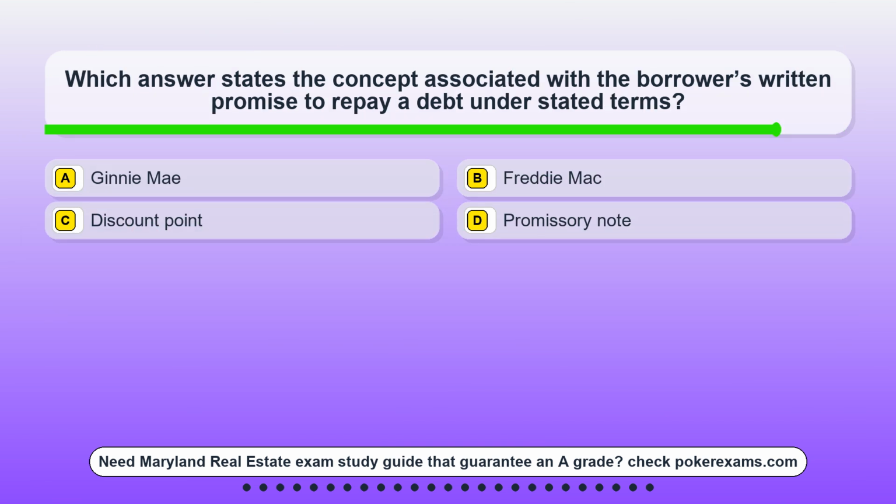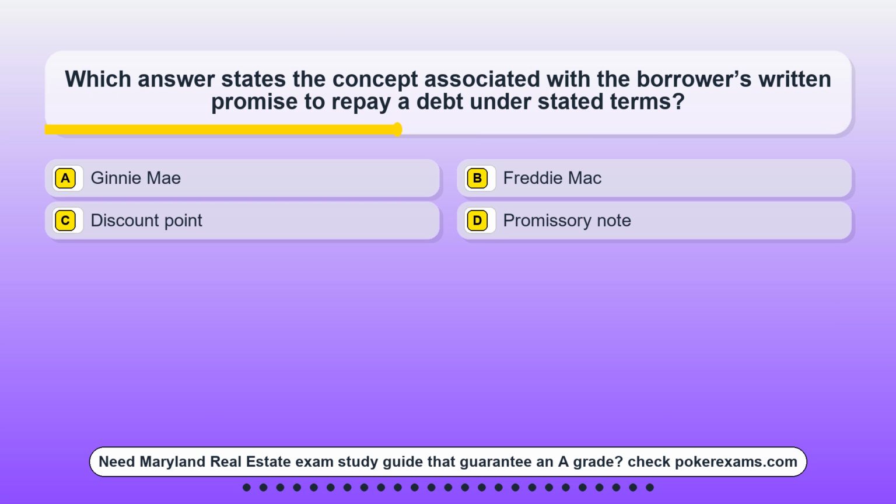Question 20. Which answer states the concept associated with the borrower's written promise to repay a debt under stated terms? Option A, Ginnie Mae. Option B, Freddie Mac. Option C, discount point. Option D, promissory note.